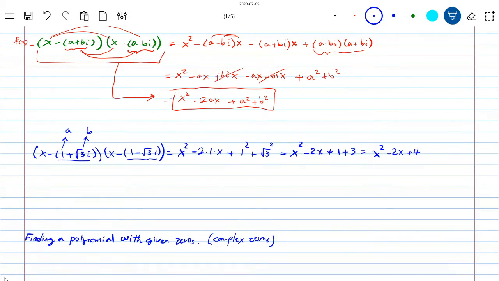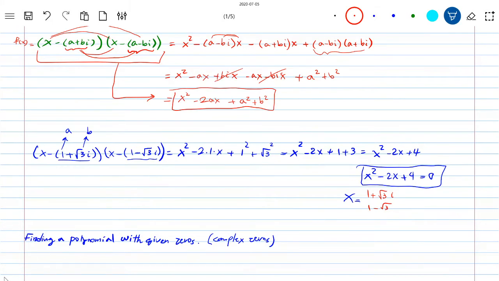Now, if I ask you, find the solution to this equation, x squared minus 2x plus 4 equal to 0. I ask you to find out the zeros of this equation, the solutions to this equation. What do you get is x equals, you'll get two solutions. One is 1 plus root 3i. The other one is 1 minus root 3i. You get exactly these two solutions.